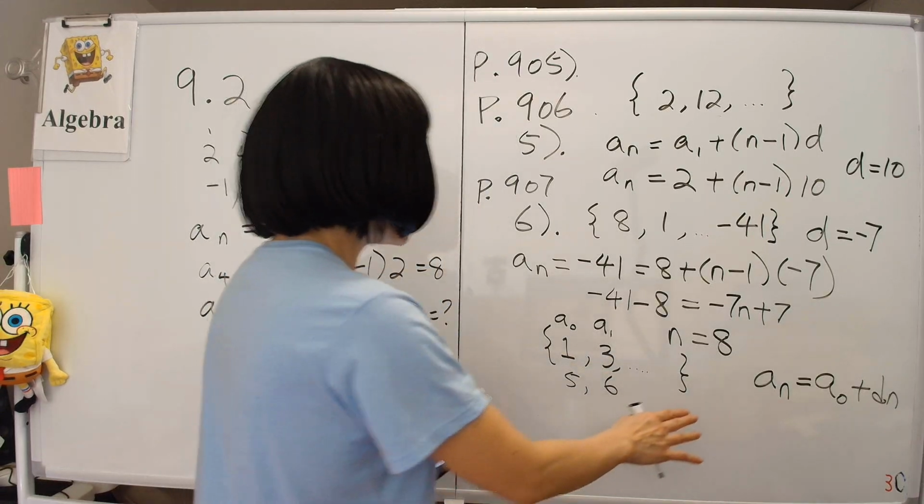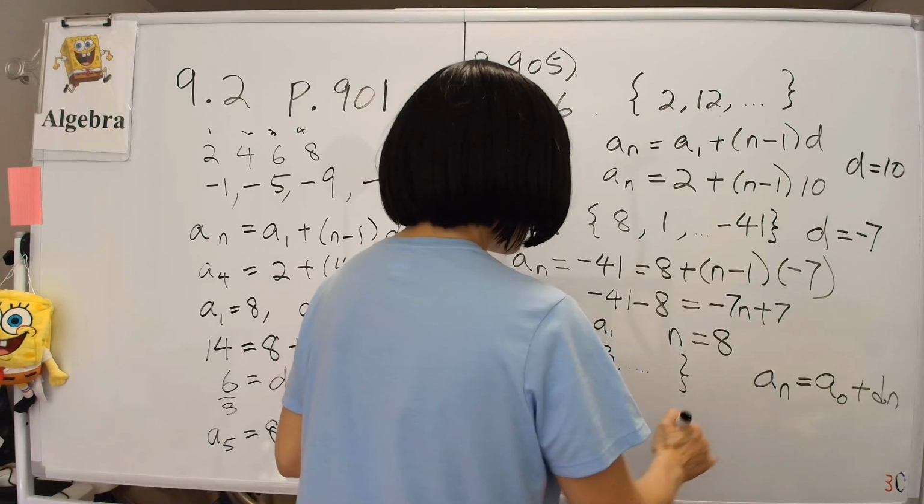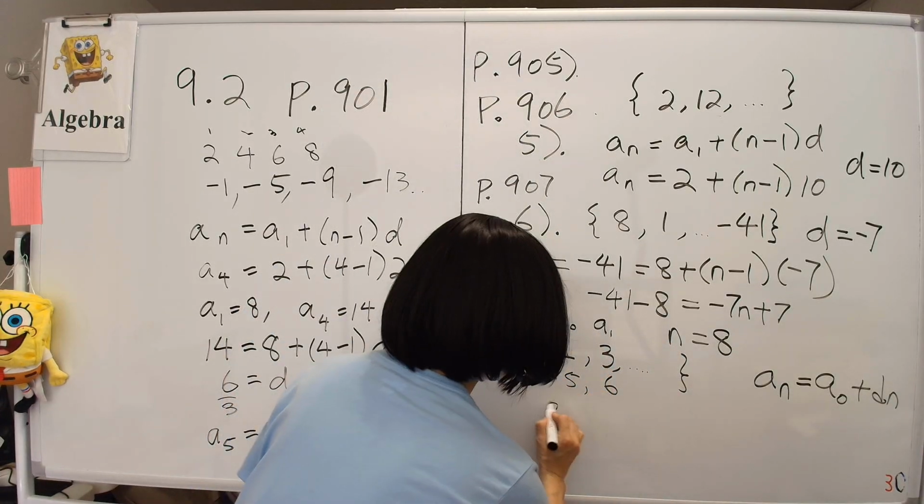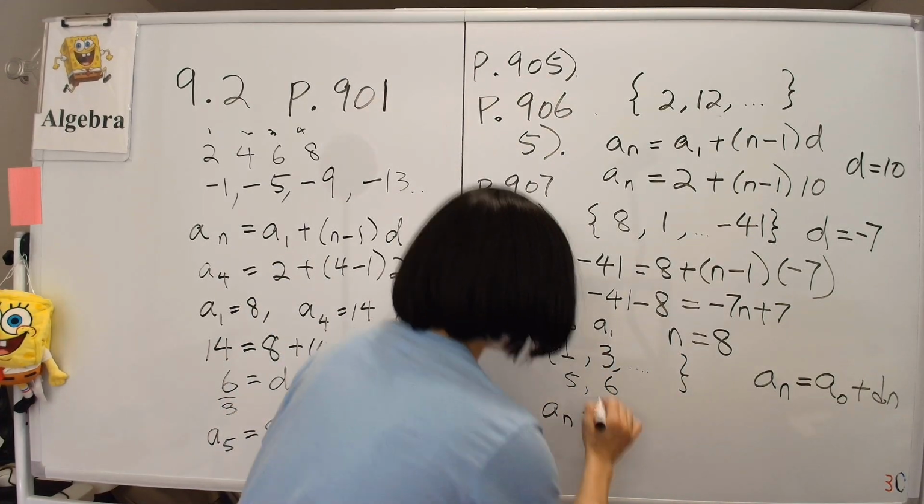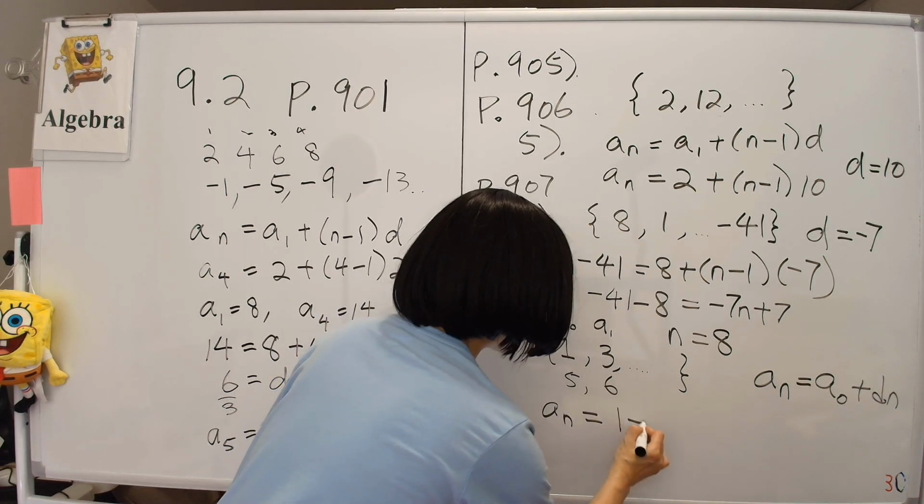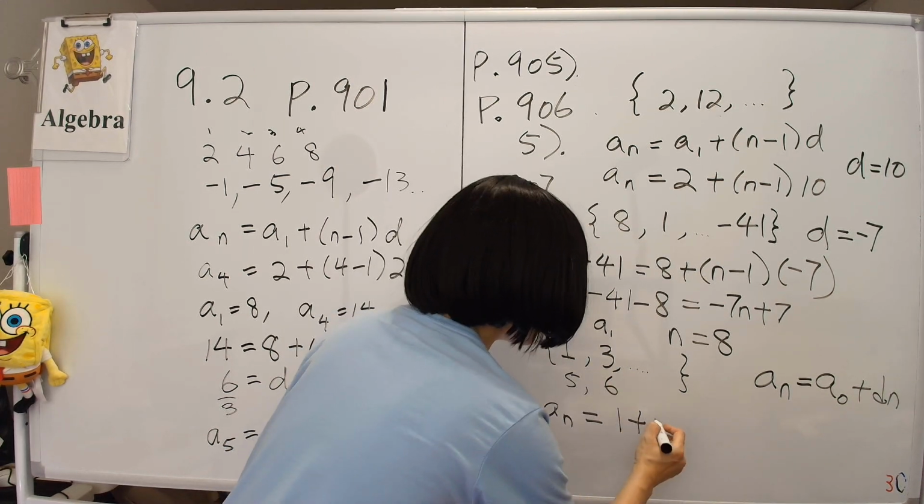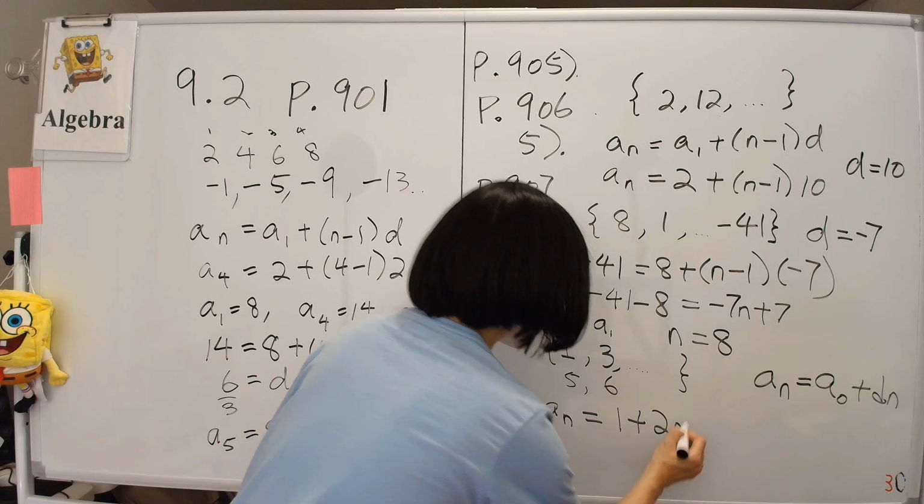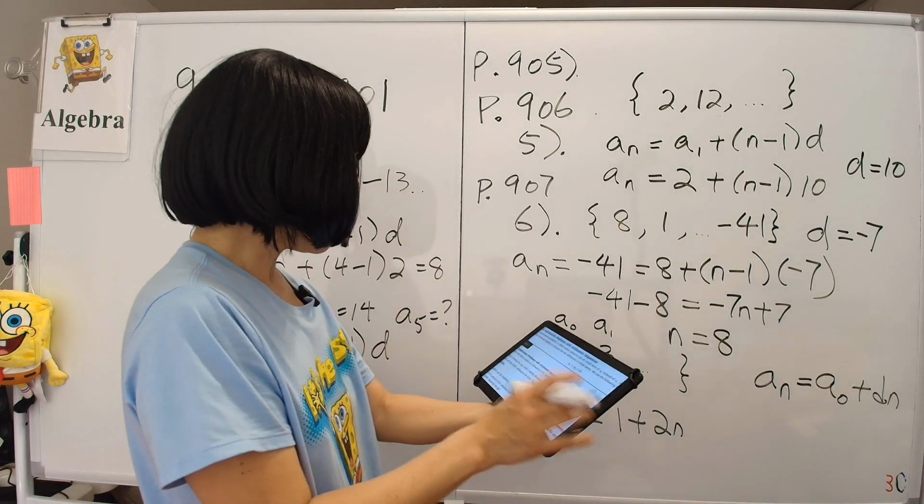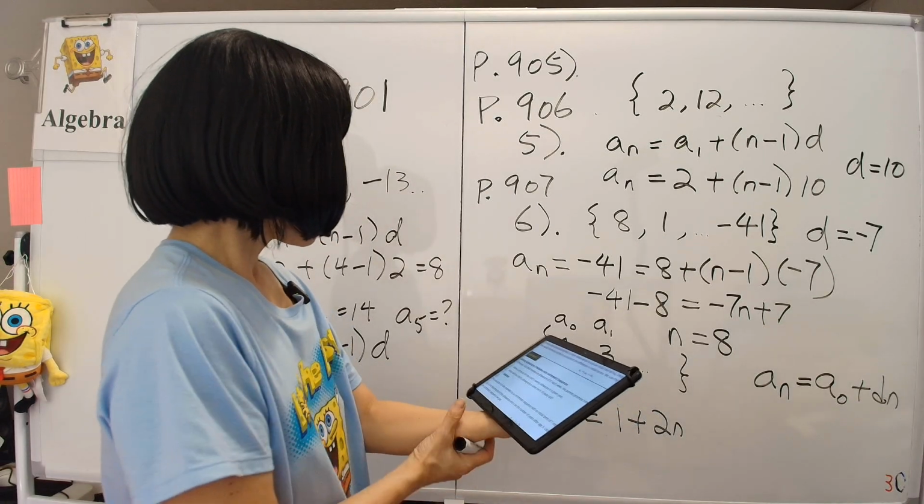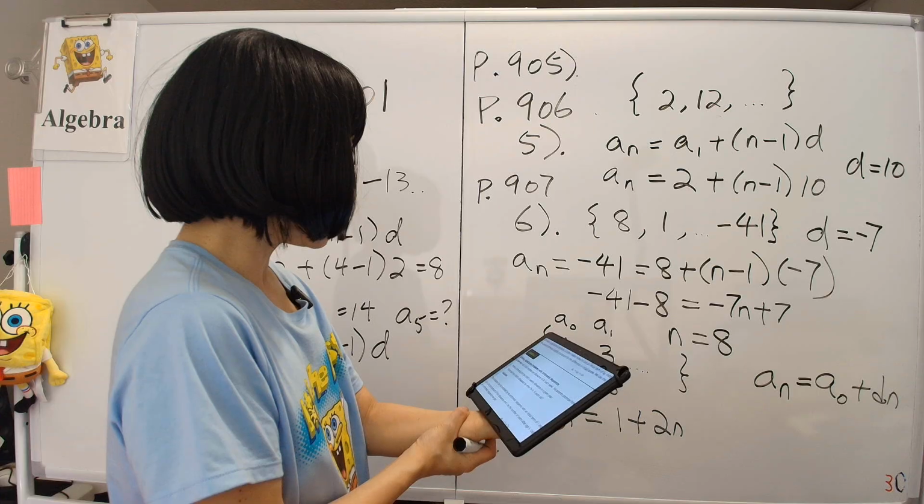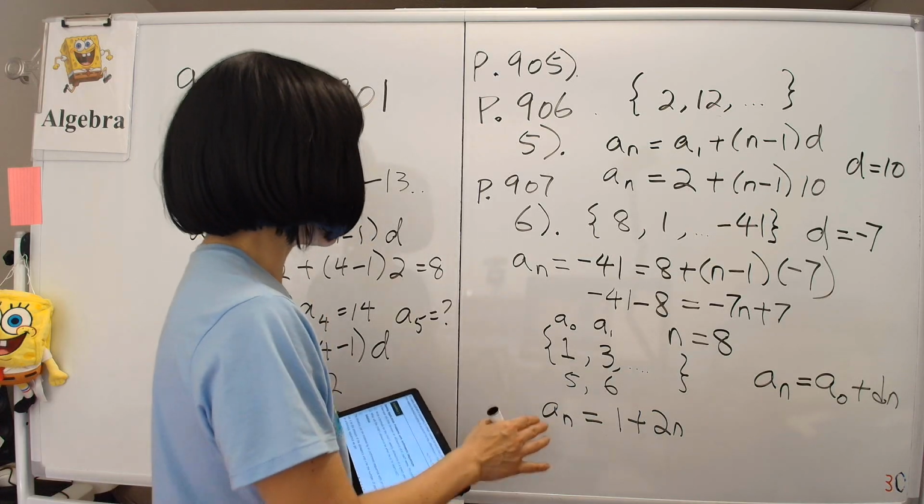Following this new formula, we have an equals a0, which is 1, plus d, which is positive 2, times n. That's about it. Now that we have the formula, the question is, what will the child's allowance be when he's 16? He is now 5, okay?